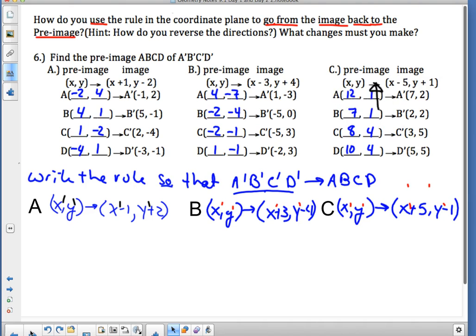And I should be able to, after I get these values, double check myself by going forward. 12 minus 5, 7. 1 plus 1 is 2. 7 minus 5 is 2. 1 plus 1 is 2. 8 minus 5 is 3. 4 plus 1 is 5. 10 minus 5 is 5. And 4 plus 1 is 5. So it should work both ways. If it doesn't, I'm doing something creative, I should stop doing it.